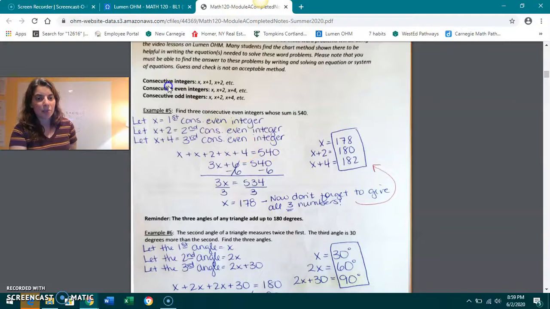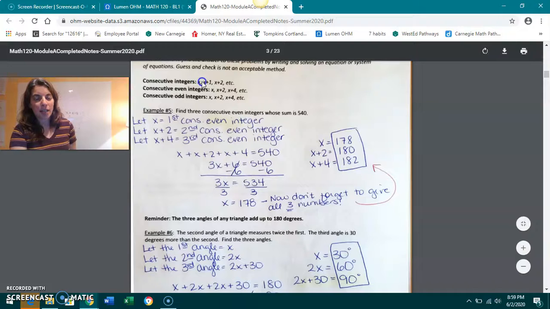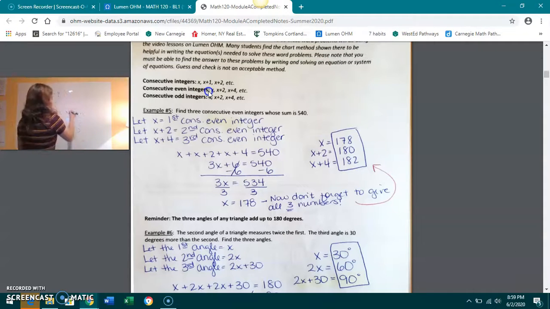Consecutive integers means integers, numbers right in a row. So if I'm at any number on the number line, to get to the next number, I would add 1. And then to get to the next number, I would add 2. If I have consecutive even integers, if I'm on any number on a number line, to get to the next even number, I want to add 2.